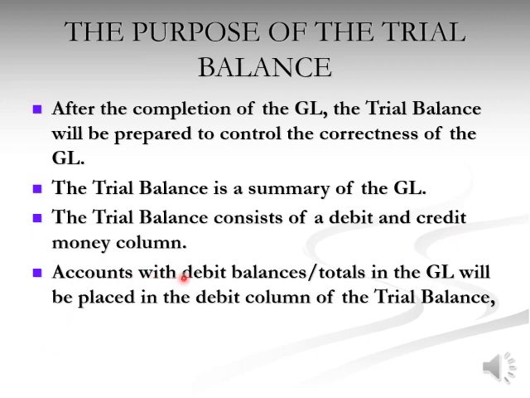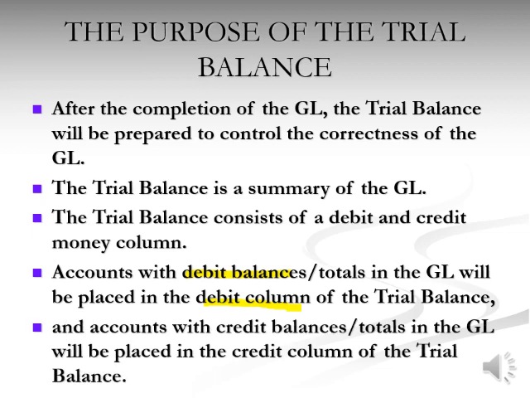Accounts with debit balances or totals in the general ledger will be placed in the debit column of the trial balance. So you need to take note of this point. Let me just highlight it for you so that you can see what I'm talking about here. I'm saying accounts which have got debit balances in your general ledger, when you take them to the trial balance, you record those amounts in the debit column of the trial balance. Okay, that's point number one.